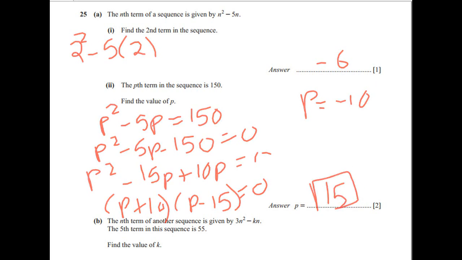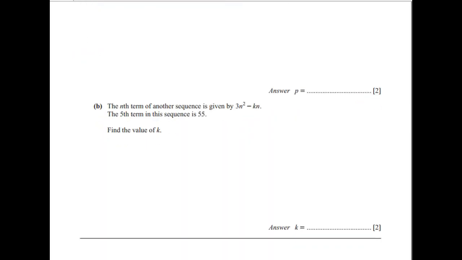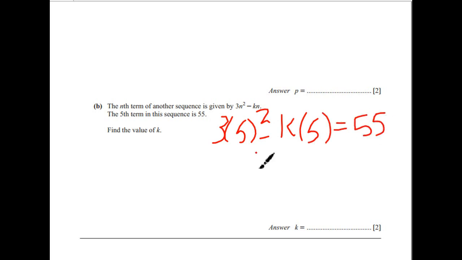Part B, the nth term of another sequence is this. The fifth term of the sequence is 55. Find the value of k. So the fifth term means instead of n, write 5, equal to 55. Solve this to get the value of k, which comes out to be 4.